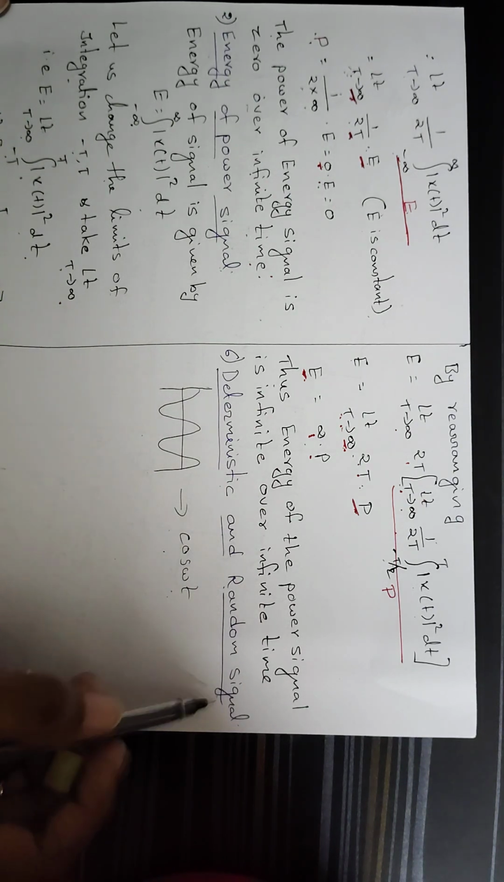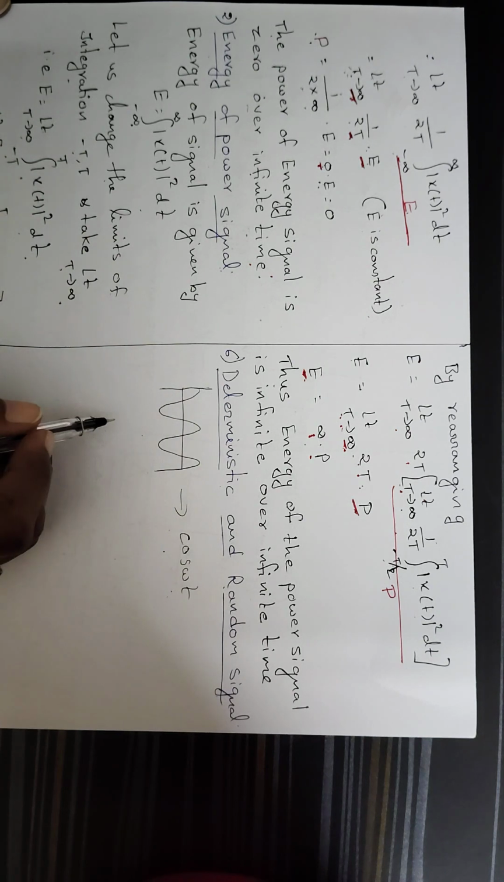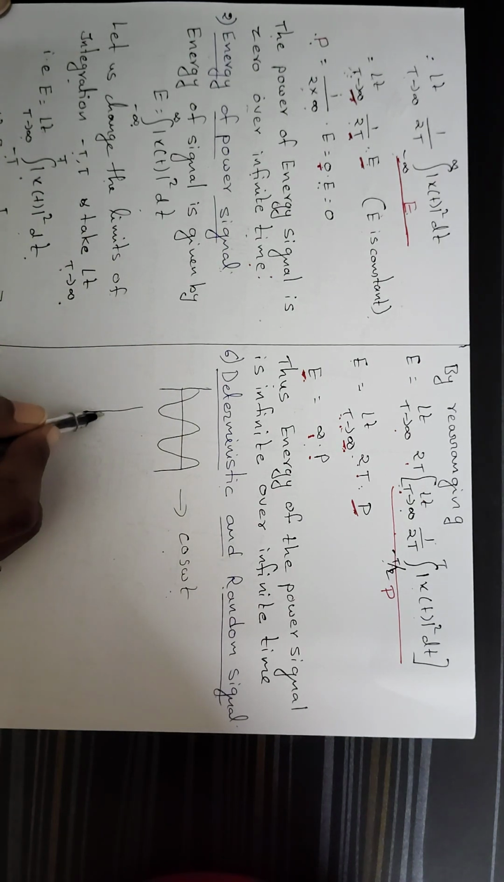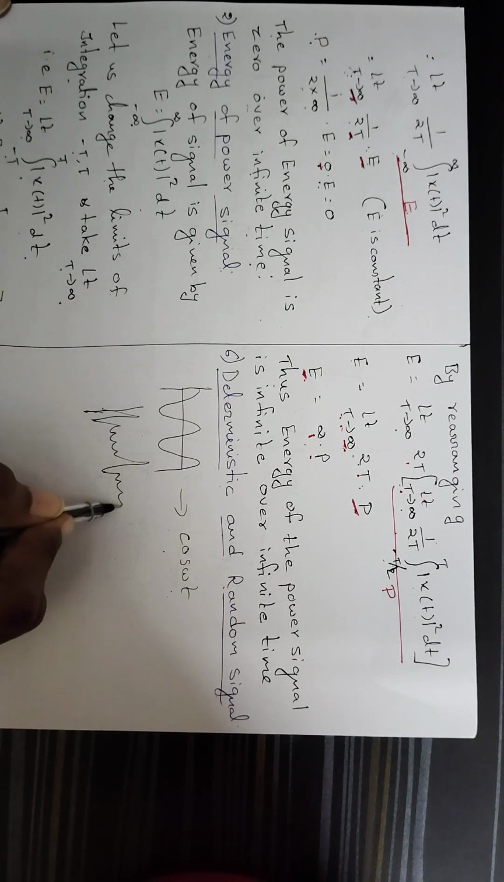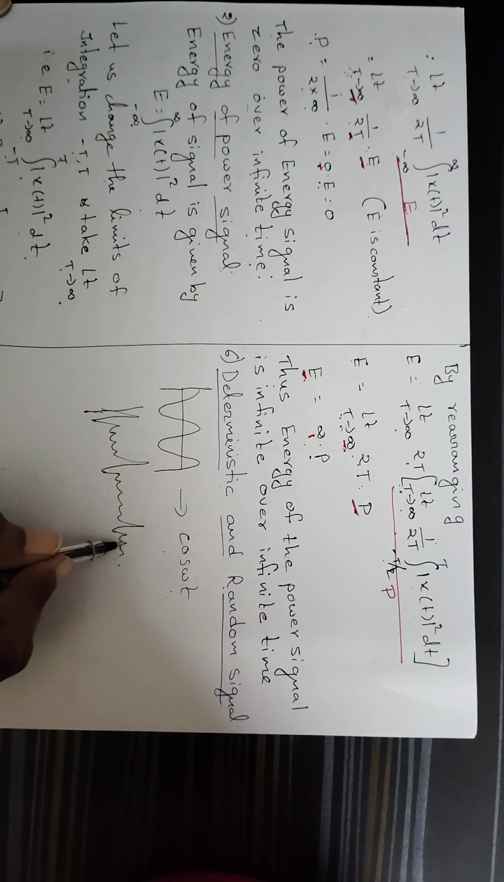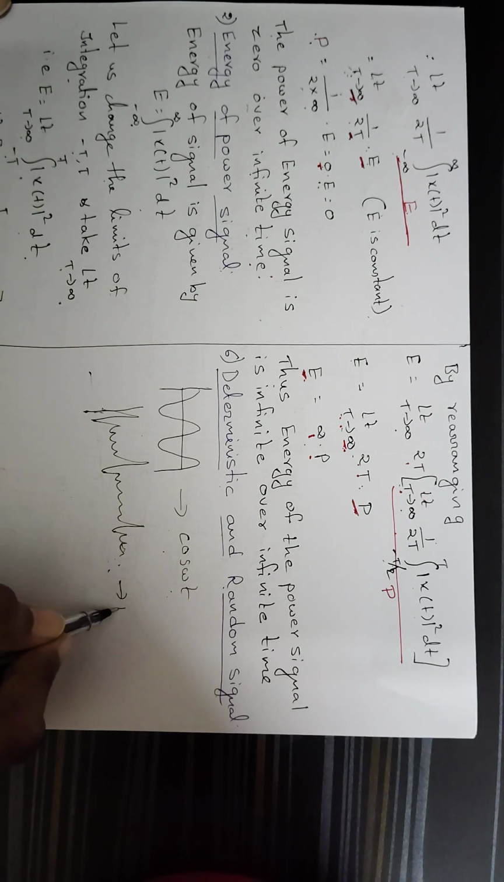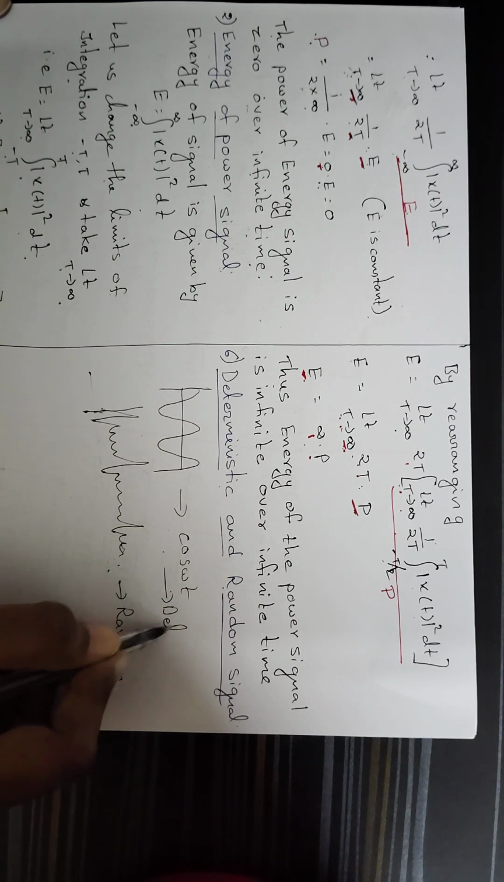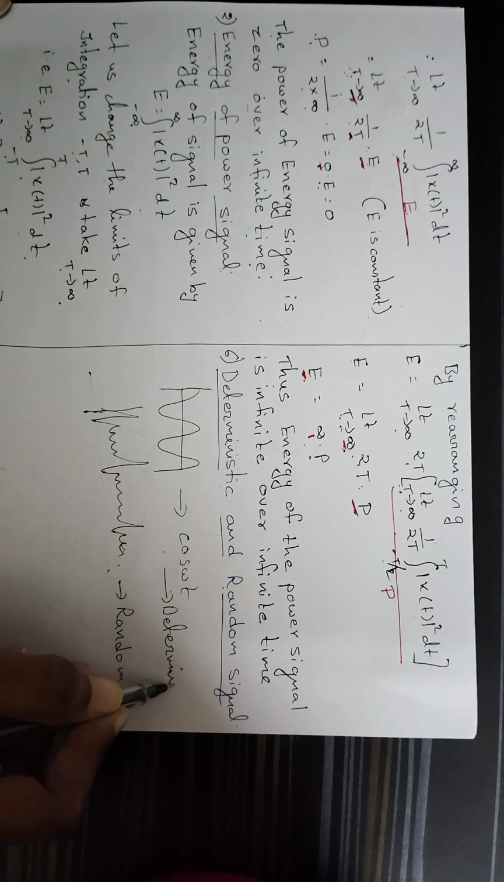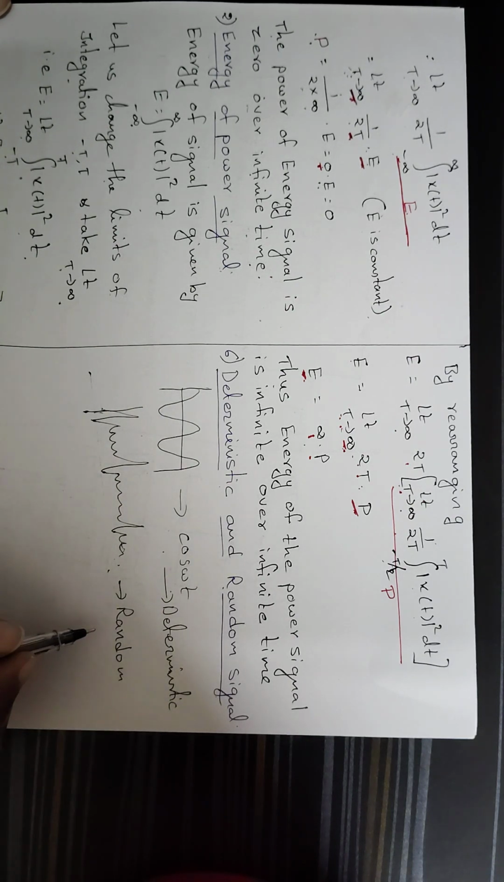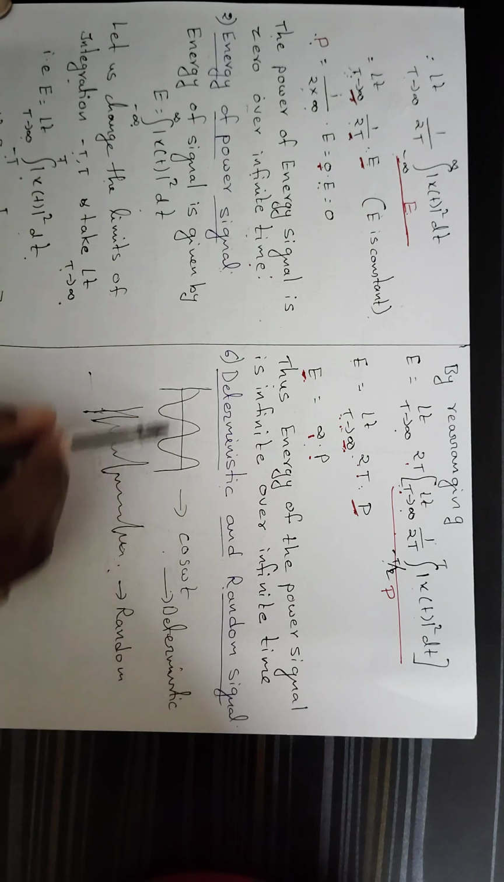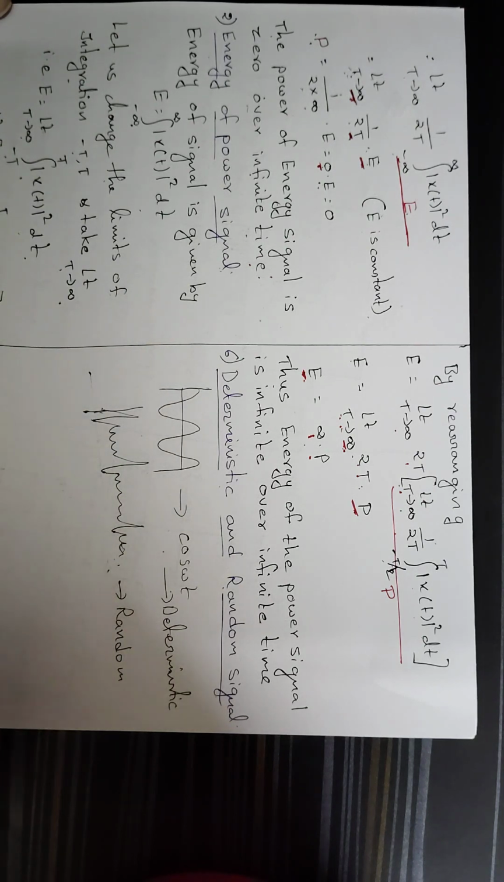So what is a random signal? The signal which cannot be represented in a mathematical form. For example, see, this is a random signal. So can we write any equation for this one? Any mathematical form for this one? No. So we can't write any equation. So these type of signals are what? Random signals. So these are what? Deterministic signals. So deterministic signals are nothing but any signal which can be represented in a mathematical form. So those signals are nothing but deterministic signals.